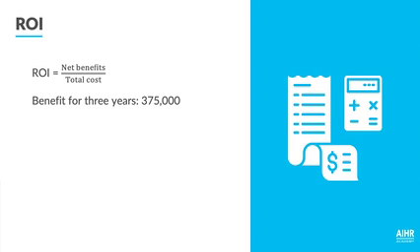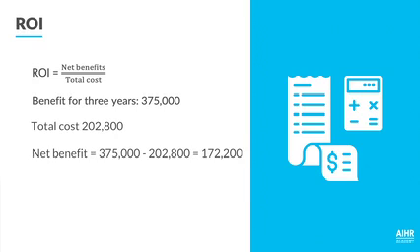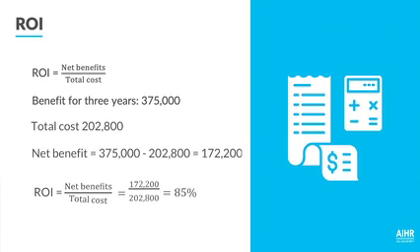The total cost of the program, added everything together, is $202,800. So the net benefit in this case is $172,200. So if you then calculate the ROI, you end up with an ROI of 0.85 or 85%. And that's a decent ROI. And this is just the financial ROI of absenteeism costs that are lowered. And you also have a number of soft benefits in this case. For example, increased happiness because people are not ill, lower stress, less increased workload, etc.